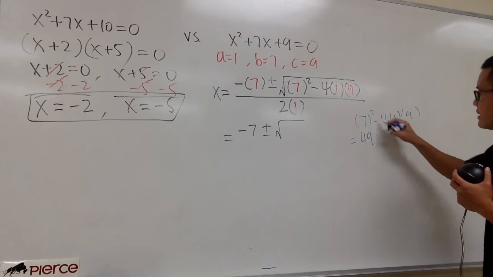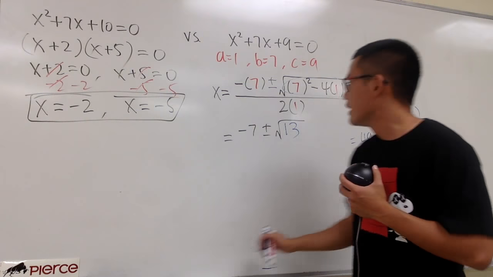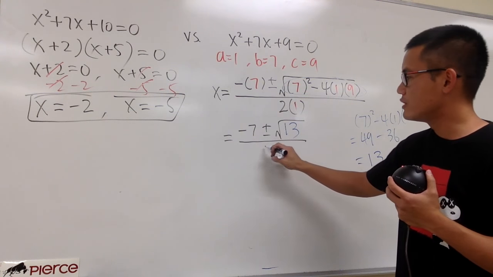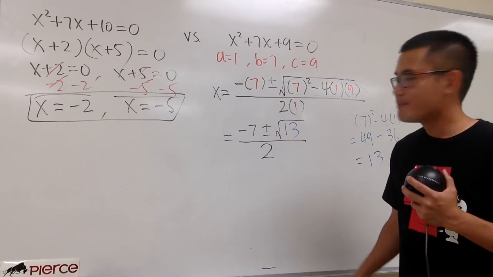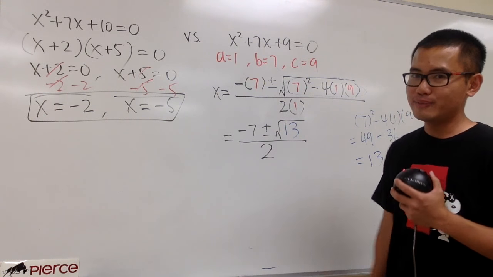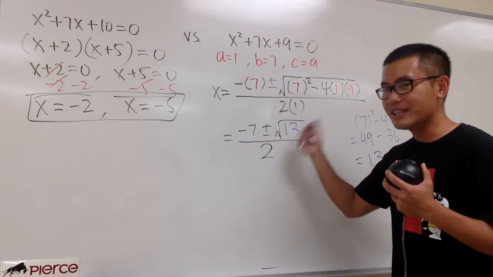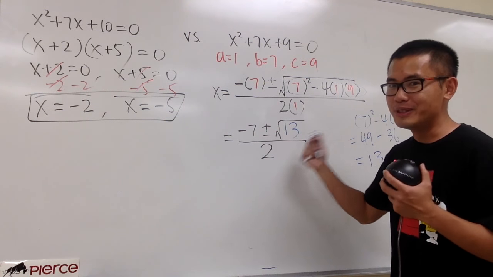Therefore, 49 minus 36 is just 13. This is the number that goes inside of the square root. And this is what we have, right? And then this is all over 2 times 1, which is just a 2. Can we simplify square root of 13? No, and that's good, because if we cannot simplify this, that means we don't need to do anything else.